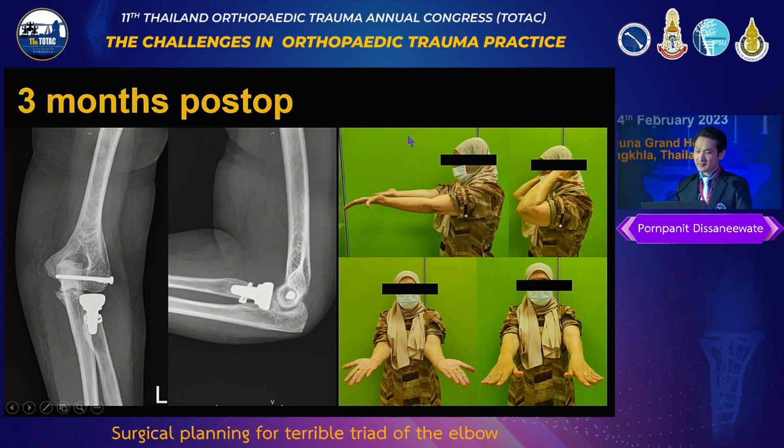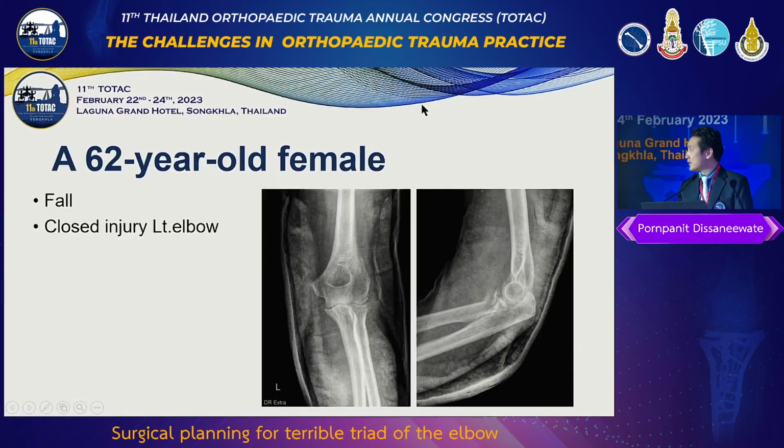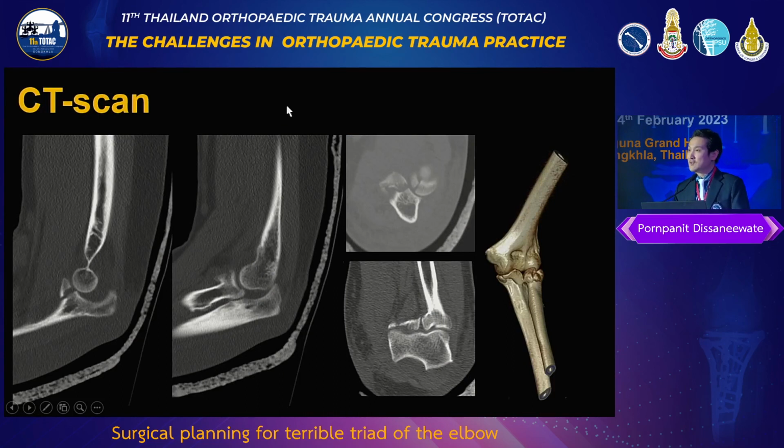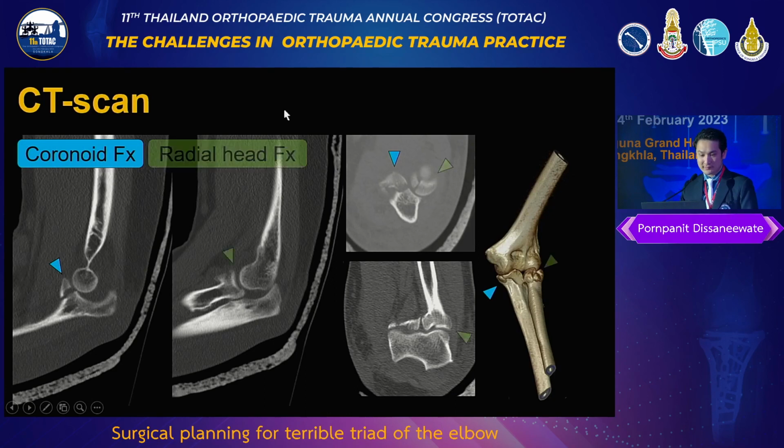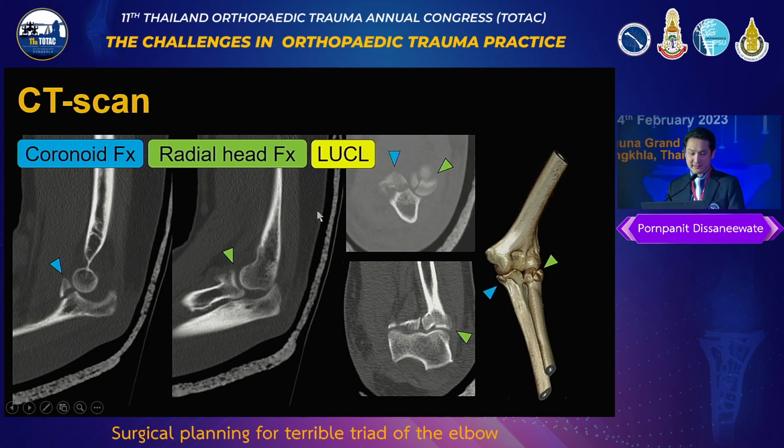It's quite good. So the next one is a 62-year-old female, also a cross injury. First step, we identify the injury, right? This coronoid fracture in this case is quite big. It's maybe type 2. And also a radial head fracture, like a 3-piece, with no radial neck fracture, and the LUCL injury as well. So this is a classic terrible triad injury.